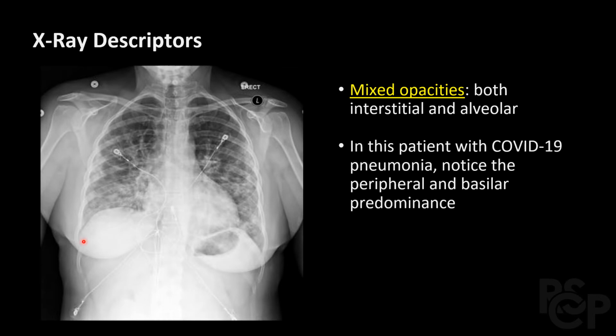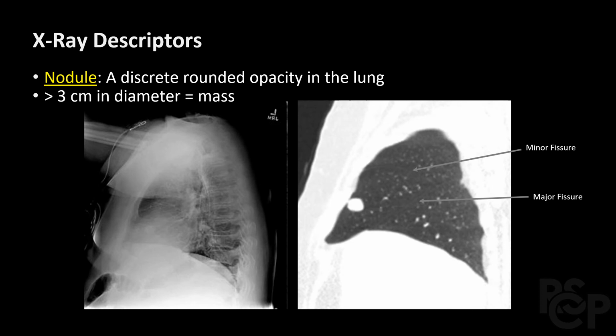Mixed opacities is a term that can be used to describe the presence of both interstitial and alveolar opacities. In this patient with COVID-19 pneumonia, notice the peripheral and basilar predominance, which on a report may be described as mixed opacities. A nodule is a discrete rounded opacity in the lung. Recall that an opacity is something that appears bright compared to the normal lung. It is important to note that a nodule greater than 3 centimeters in diameter is referred to as a mass.